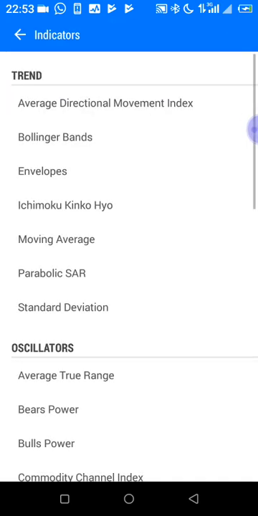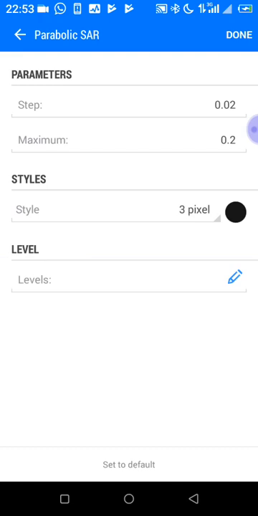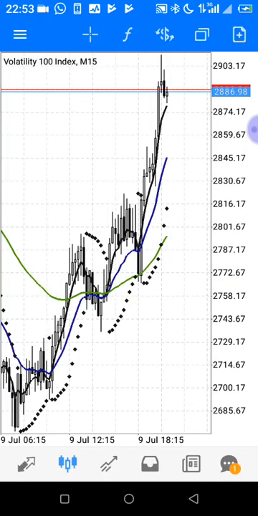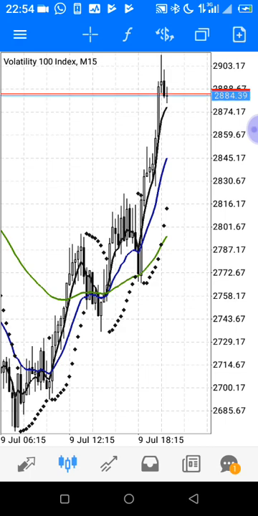I'm gonna add the Parabolic SAR to it with the default settings. Done. What do you do with the Parabolic SAR? This is a confirmation indicator. The rule here is you only buy if the parabolic dot is below the candlesticks. That's the rule. And the second rule is you only sell if the parabolic dot is above the candlesticks. So after the conditions I mentioned earlier have been met, all you have to do is check if the parabolic dot is below or above.